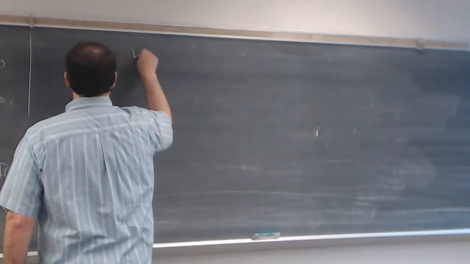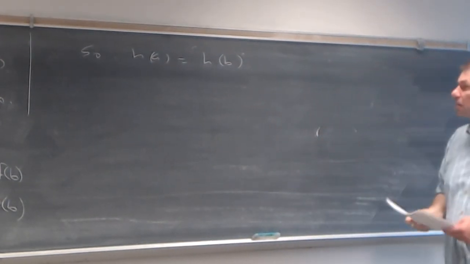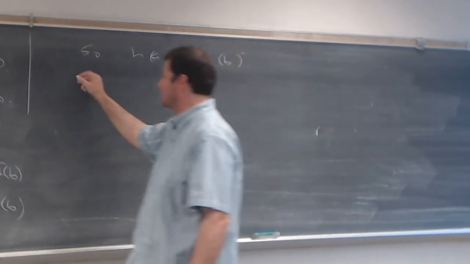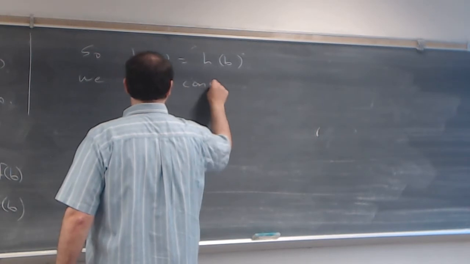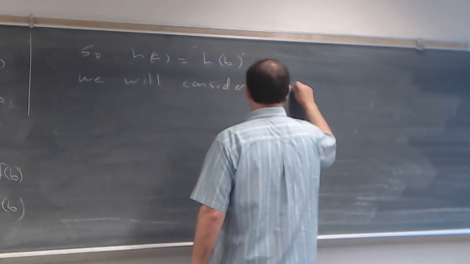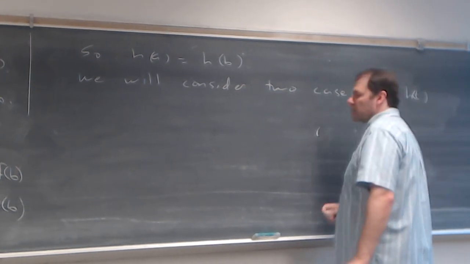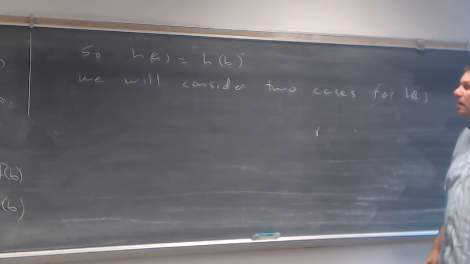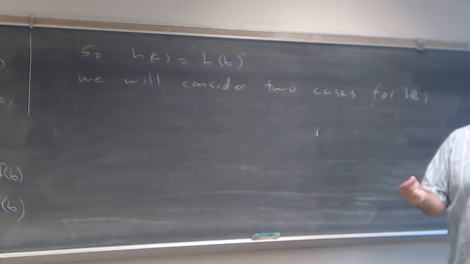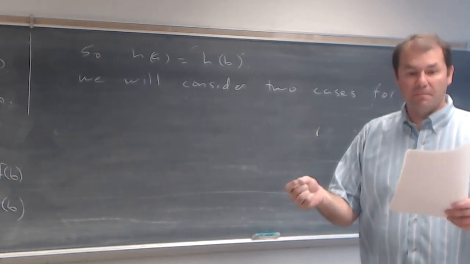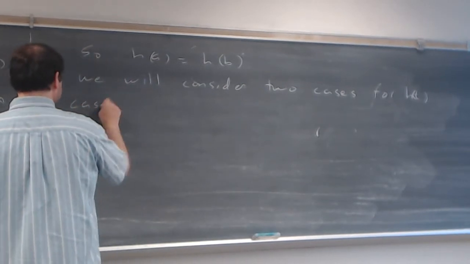So, as I said, h of A equals h of B. That's going to allow us to consider two cases for h of t. You see, h at the endpoints of this interval are the same. So maybe the function h of t is constant over that interval. So that's case one.